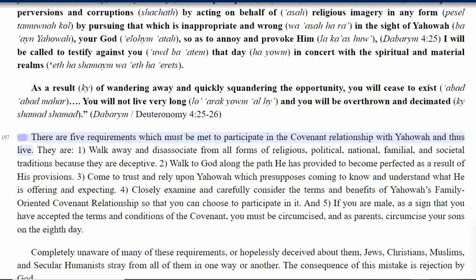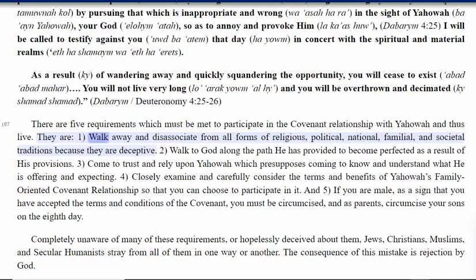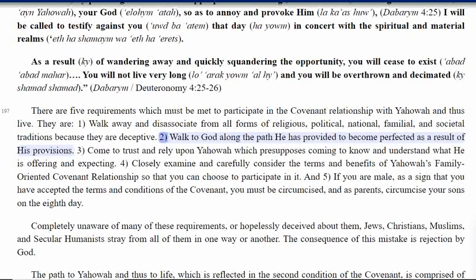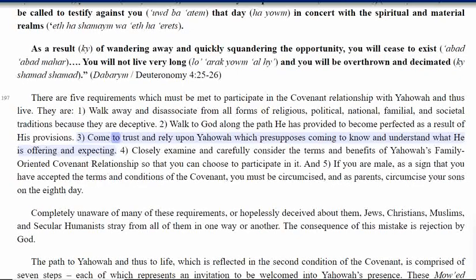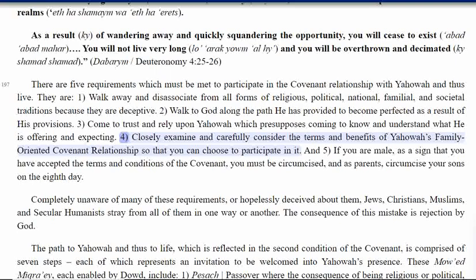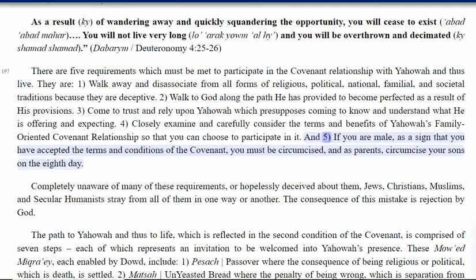There are 5 requirements which must be met to participate in the covenant relationship with Yahowah, and thus live. They are: 1. Walk away and disassociate from all forms of religious, political, national, familial, and societal traditions because they are deceptive. 2. Walk to God along the path he has provided to become perfected as a result of his provisions. 3. Come to trust and rely upon Yahowah, which presupposes coming to know and understand what he is offering and expecting. 4. Closely examine and carefully consider the terms and benefits of Yahowah's family-oriented covenant relationship, so that you can choose to participate in it. And 5. If you are male, as a sign that you have accepted the terms and conditions of the covenant, you must be circumcised, and as parents, circumcise your sons on the 8th day.